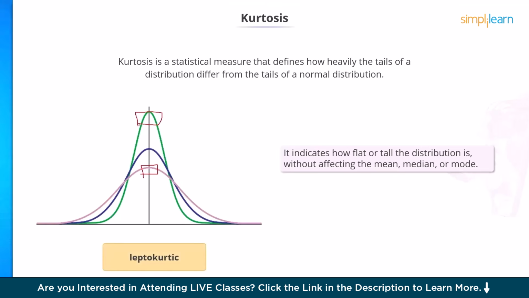So tails here are the tapering ends on either side of a distribution like this. They represent the probability or the frequency of values that are extremely high or extremely low relative to the mean. In other words, tails here represent how often the outliers occur.